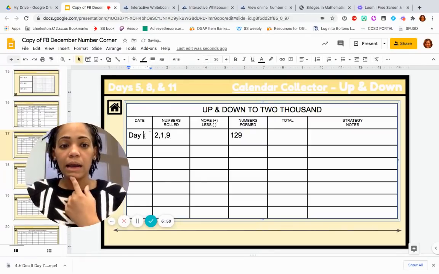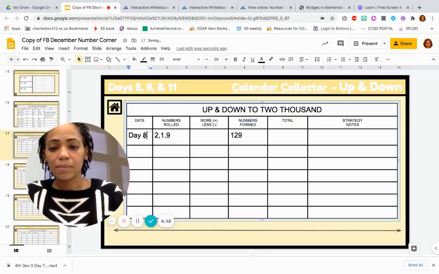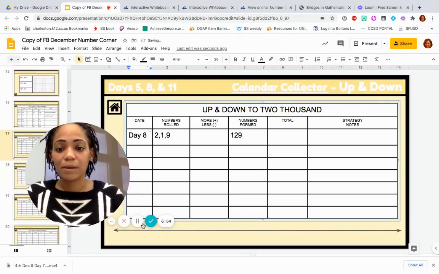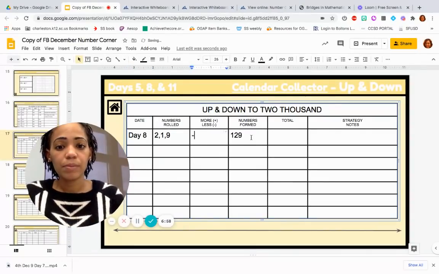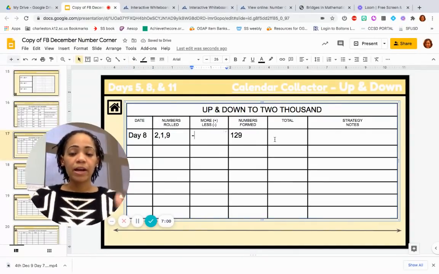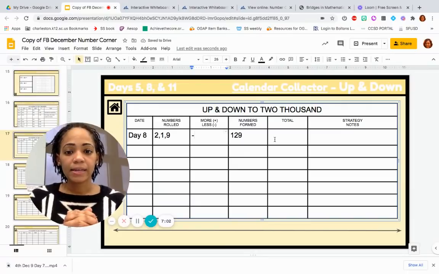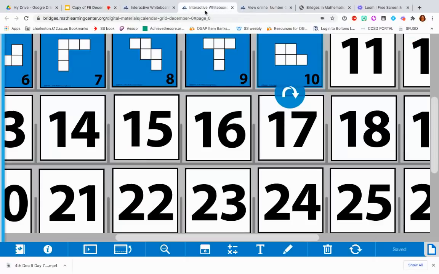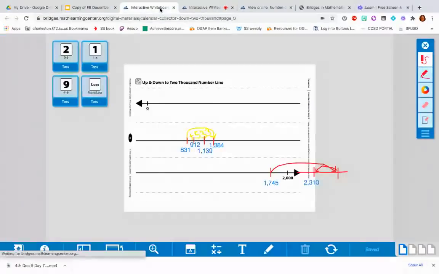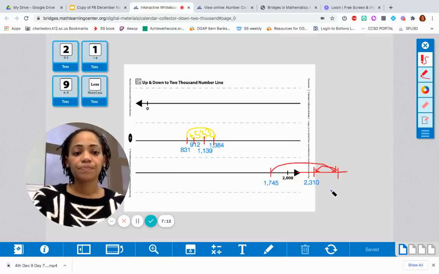And this is for our day, we were on day 8 of Number Corner. And we played for less. So now, figure out our total. We had 2,310. Now we are taking away 129. So what would our total be?